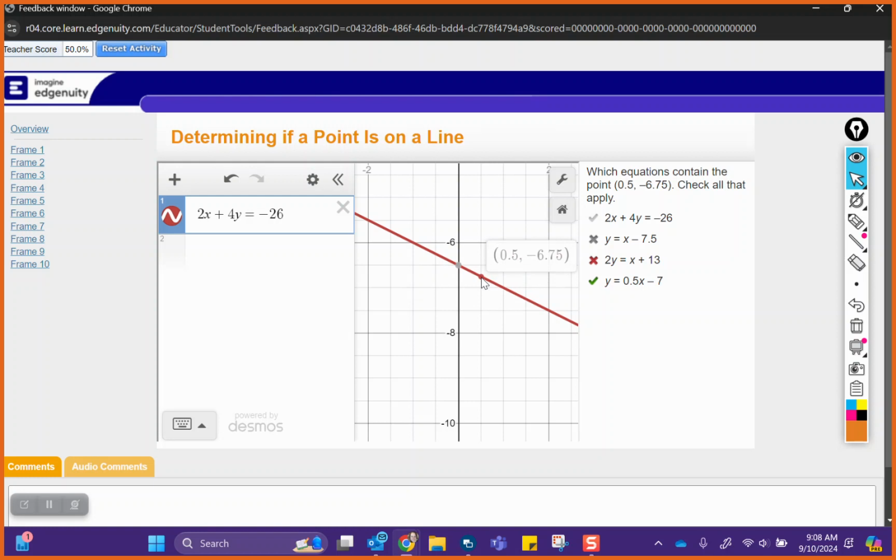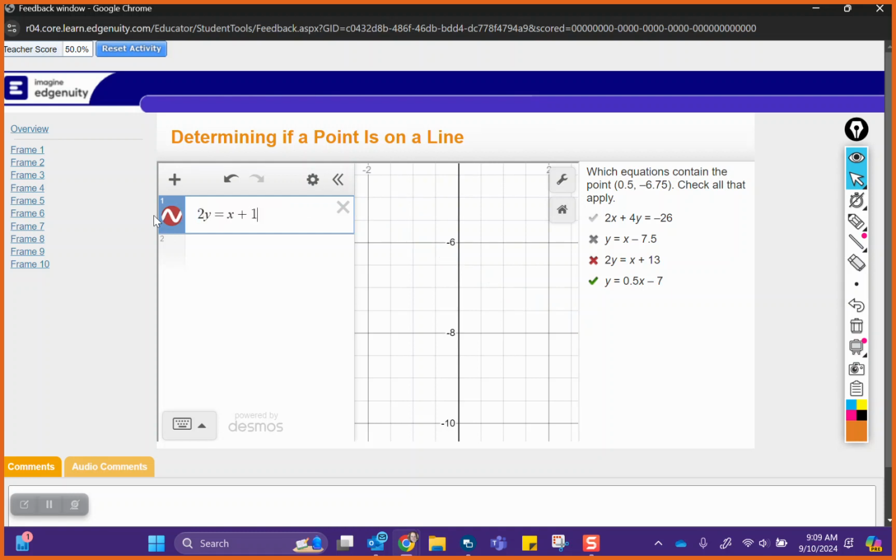I went to where x is 0.5, and you can see that the y is negative 6.75. So that equation does contain that point. We should have checked the first one. Again, if you maybe didn't type something in correctly, then that could explain why we didn't pick that one.